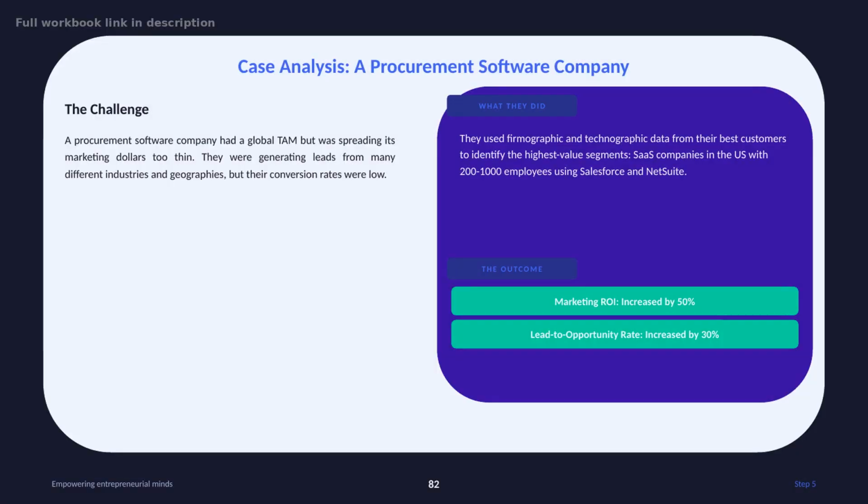A procurement software company had a genuinely global total addressable market, and that was the problem. They were spreading marketing dollars across too many industries and geographies, and conversion rates were suffering for it.